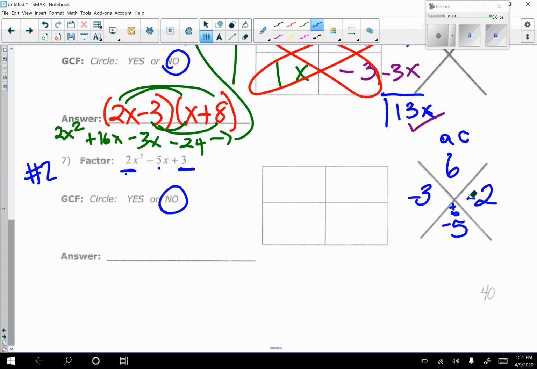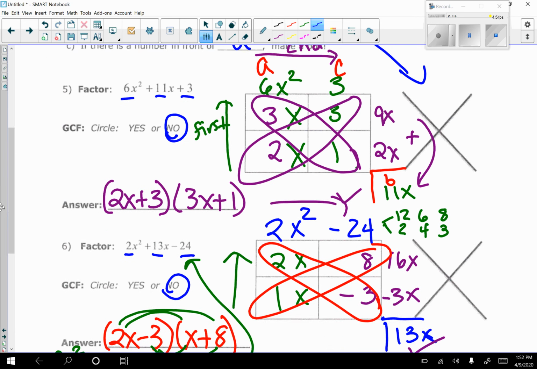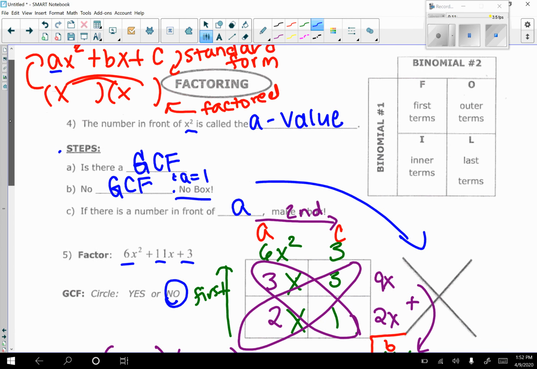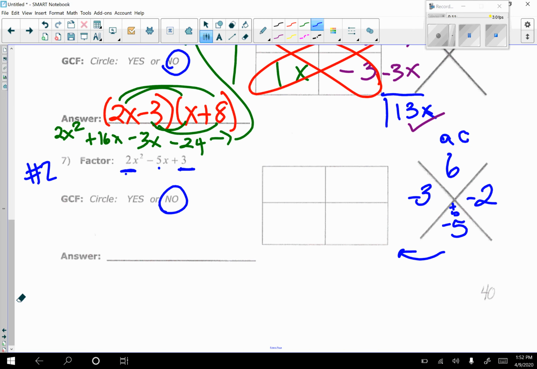Okay, now, awesome. Some of you might be like, yeah, Miss Cullen, that's what we were doing before. Okay, but you can't just stop there. That's not your answer. It's not x minus 3, x minus 2. That's what it would be if we didn't have an a equals 1, but it's not. Now we have to kind of plug this in here into our box. Okay, and that's what's up here. We have our first term. If you scroll back up, first, outer, inner, last. Okay, and we're gonna take out the GCF and find the binomials.